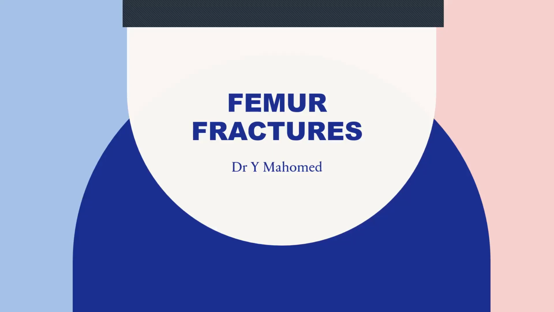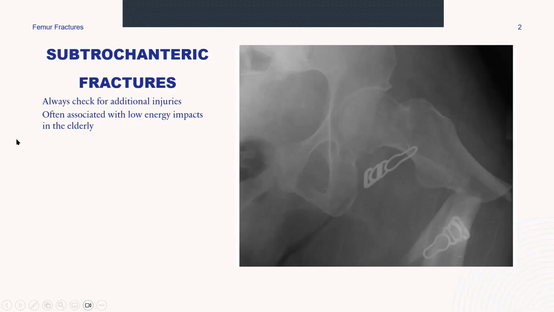Hi, everybody. Today we're going to carry on talking about fractures in our radiology series. We've moved on from the hip, and now we're going to talk about femur fractures. It is a little bit long, but I'm going to try and get through it as quickly as possible because I think most of you should recognize a femur fracture. We're just going to talk about the different types that you get and the things that you need to worry about. The first thing that we're going to talk about is subtrochanteric fractures.